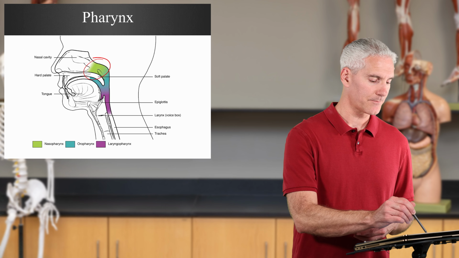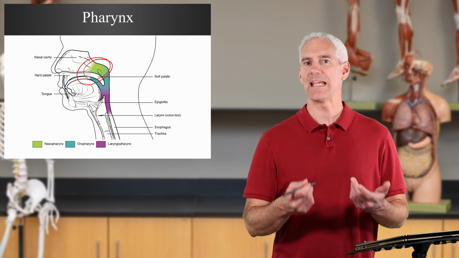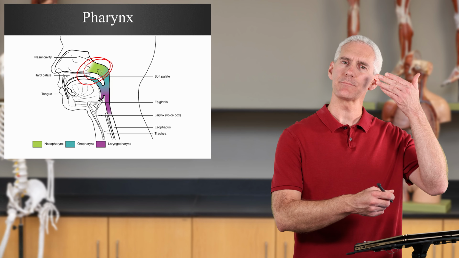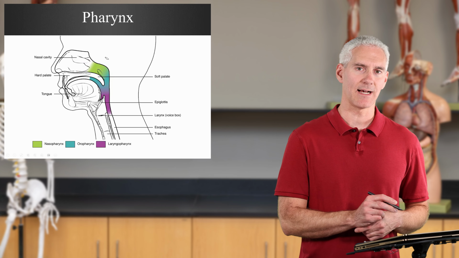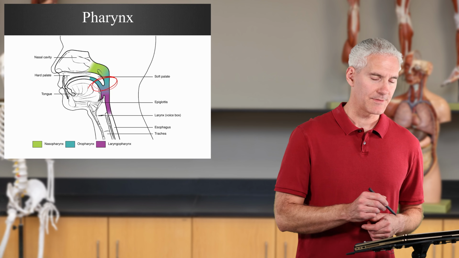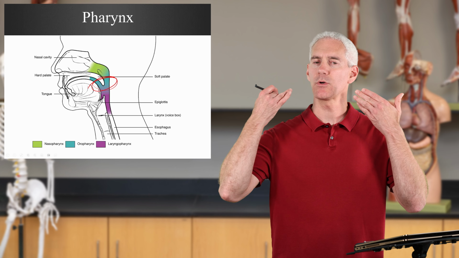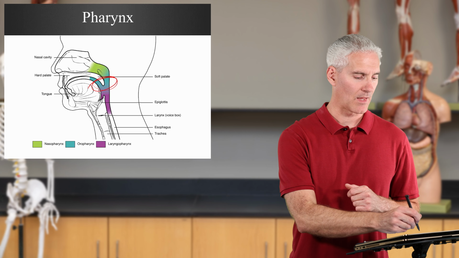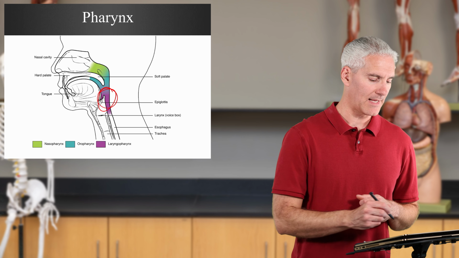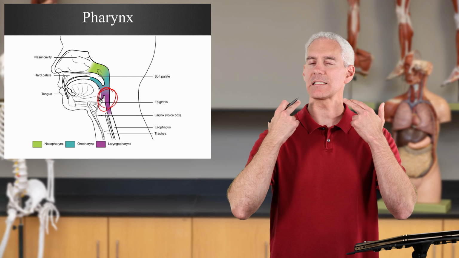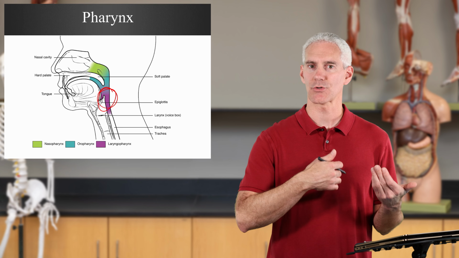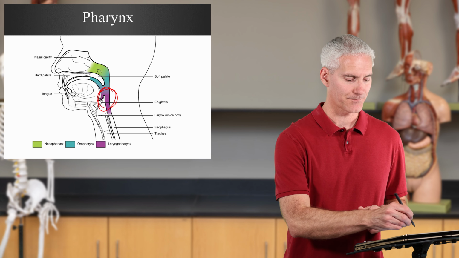Now you can see here, we're looking at three different colors. The top, the green, that's representing the nasopharynx. That's what's just posterior to the nasal cavity. While the middle, that blue, is just posterior to the oral cavity. And the purple below that is heading down past the mouth, leading down to the trachea and the esophagus.